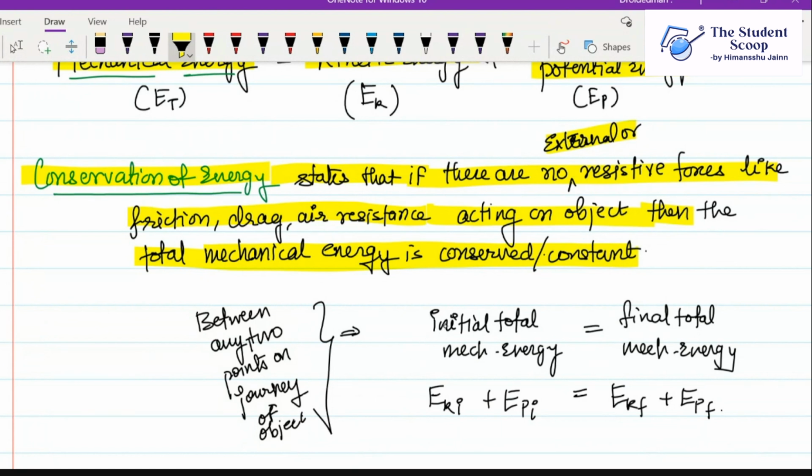So in that case, the total initial mechanical energy should be equal to the total final mechanical energy, and we get the equation that kinetic plus potential energy in the initial part should be equal to kinetic plus potential energy in the final part. Basically, we can choose any 2 points of the journey of an object. This is very important: we have to make a choice about which 2 points we want to conserve the energy between. If the conditions are suitable, it will give us a very correct value.